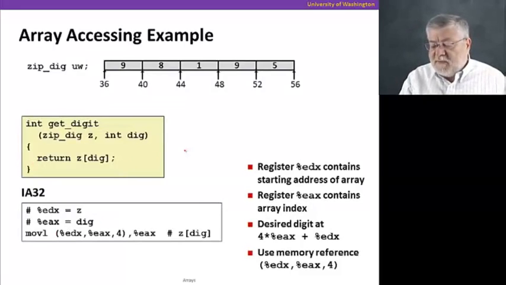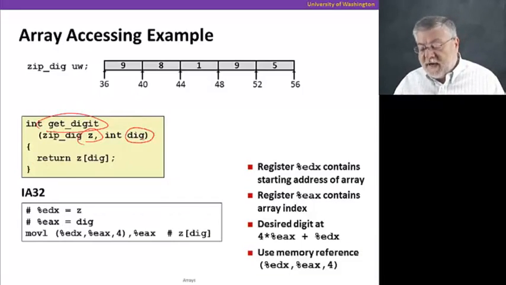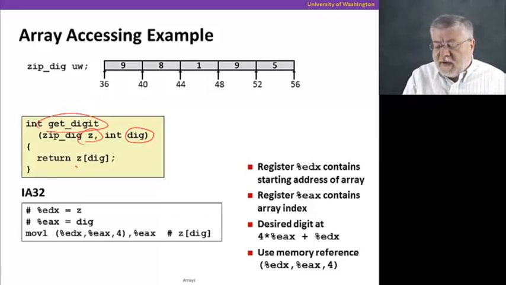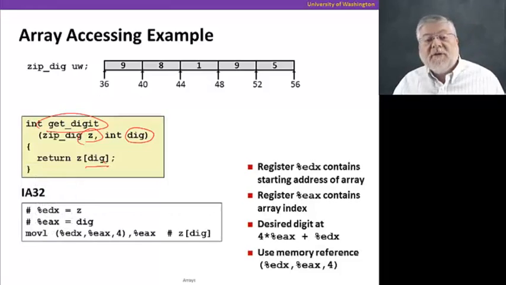Here we have a simple C procedure called get_digit. It takes 2 arguments, an array and the index of the digit we want in that array. So something like UW[3] for the 3rd digit of the UW zip code. So the way we go about figuring out what that value is, we just take the name of the array and index it with the other argument, z[dig].